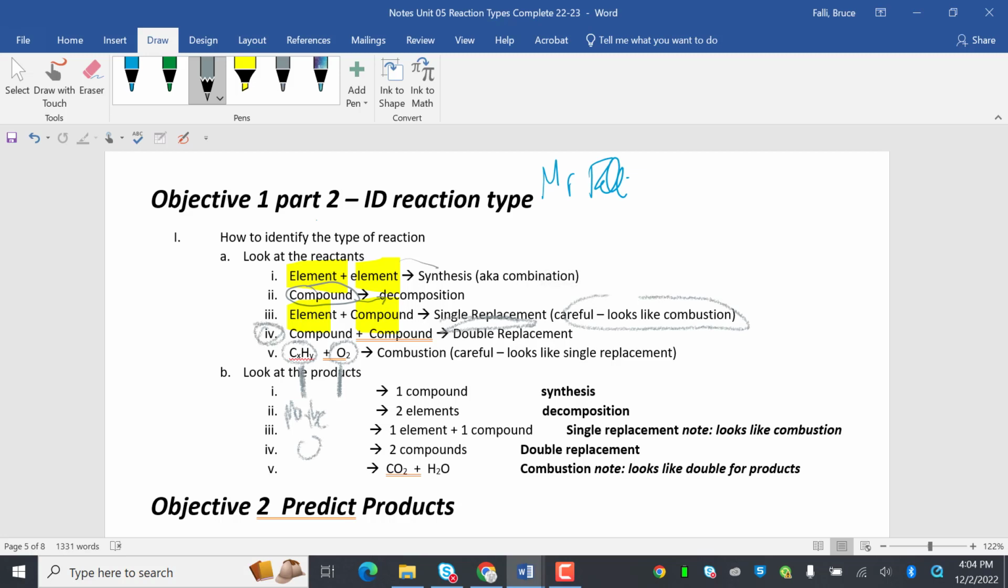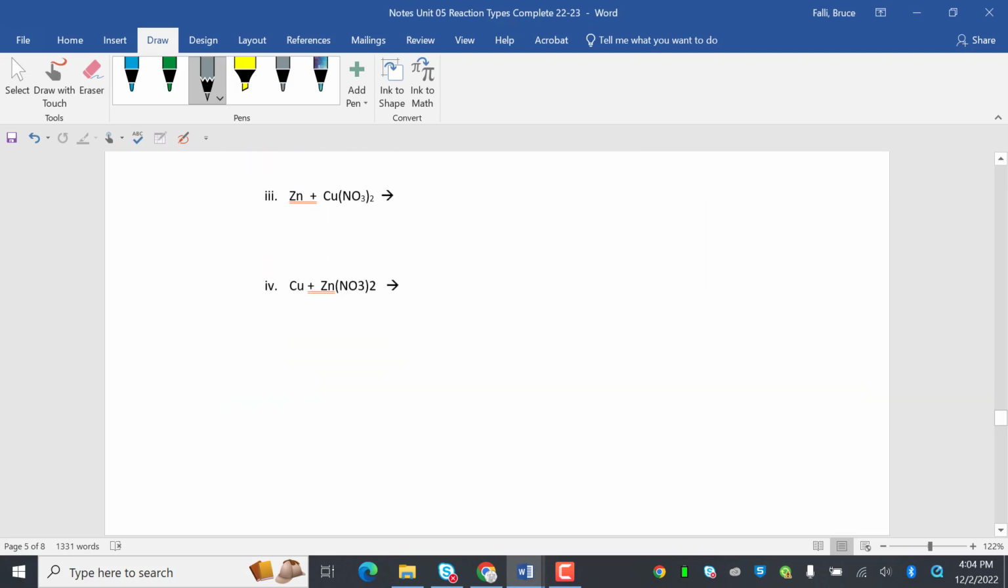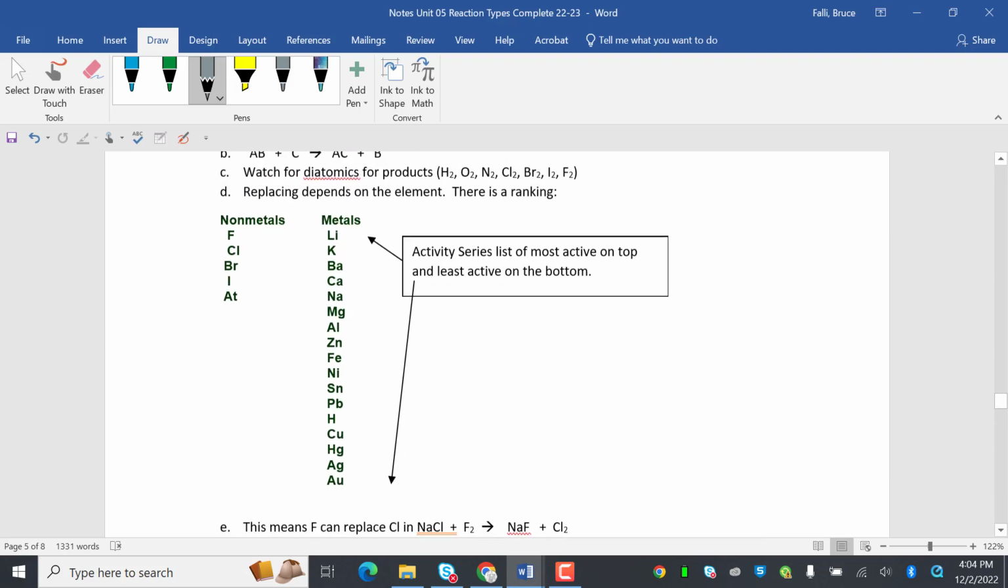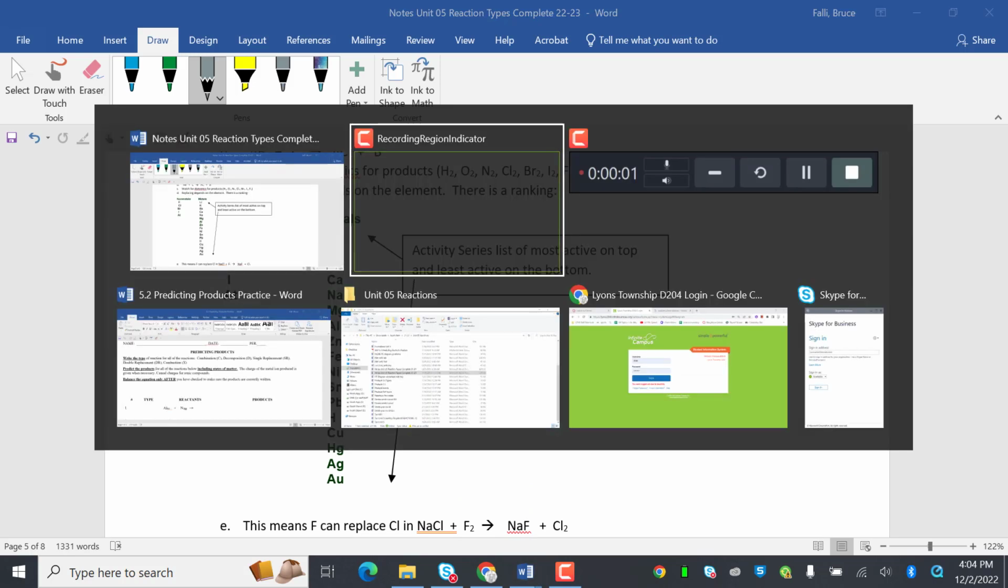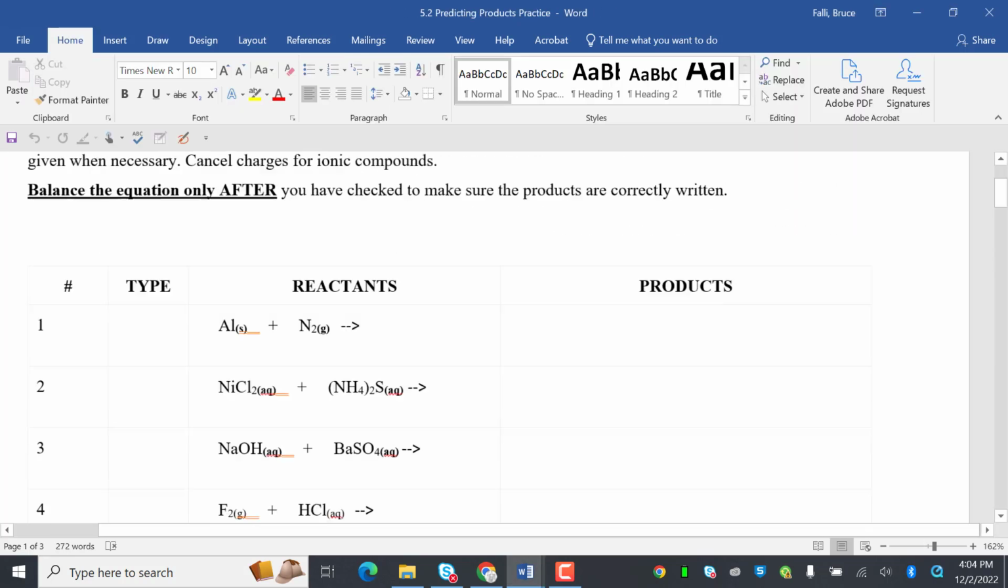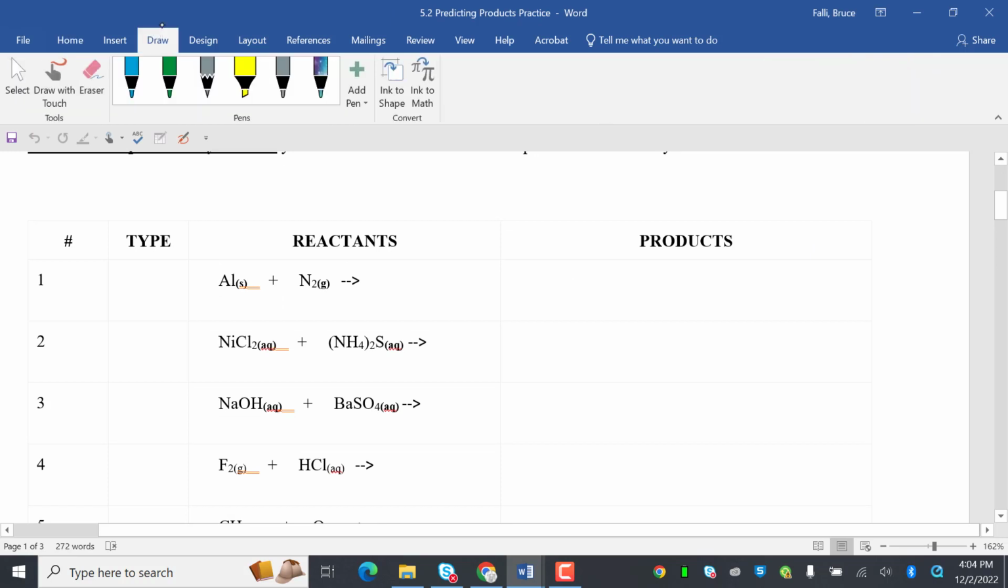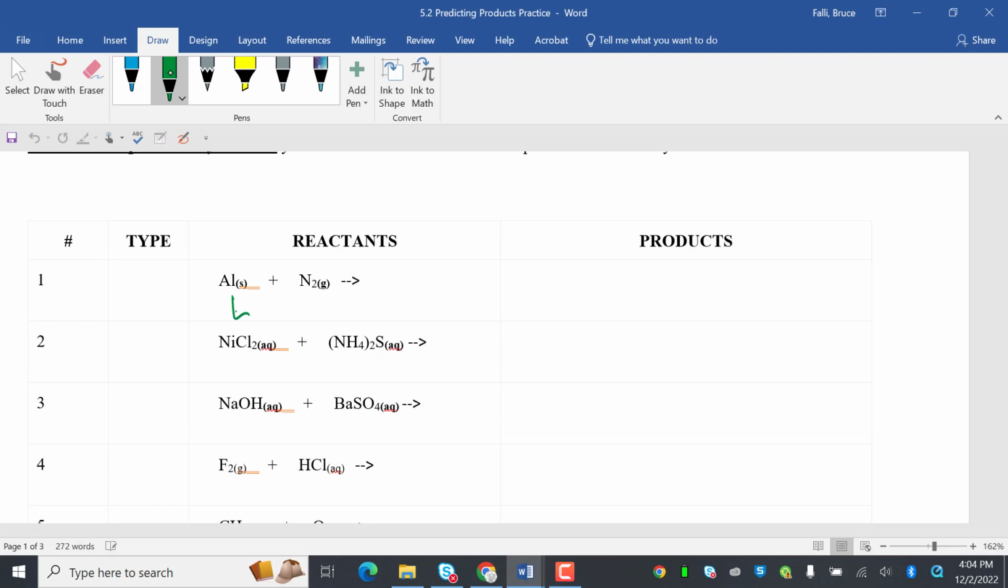So that's it. When you're doing this, I hope you have your activity series and your solubility rules handy. The first thing I'm going to do is go all the way through and just say what type it is. Element, synthesis. Compound, double replacement. Compound, double replacement.